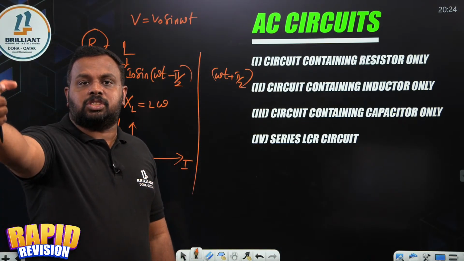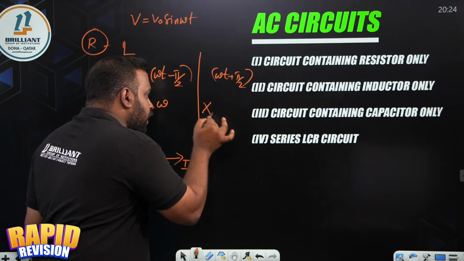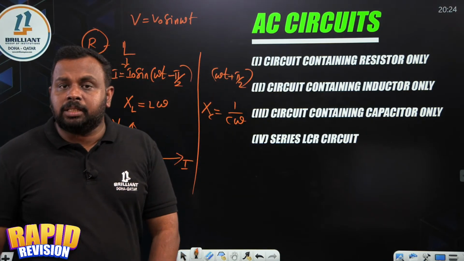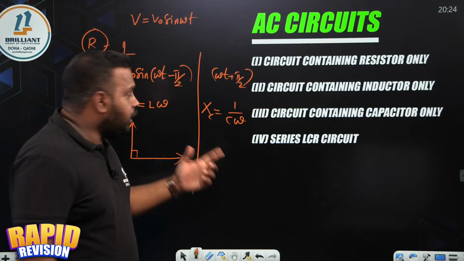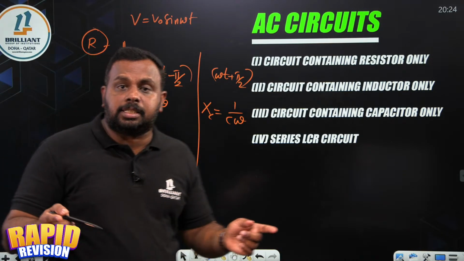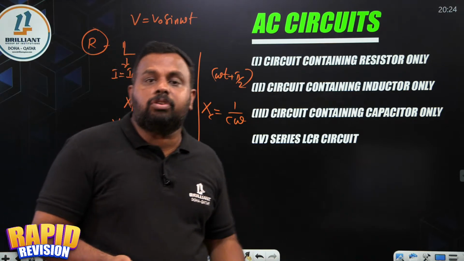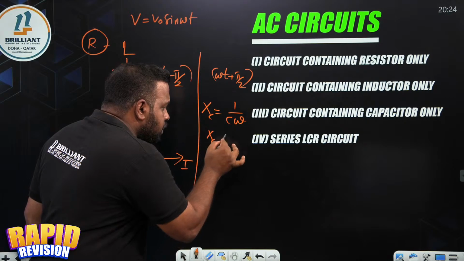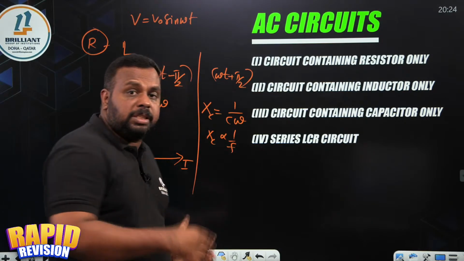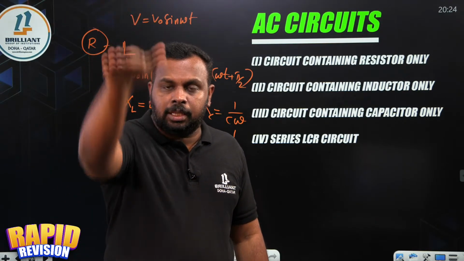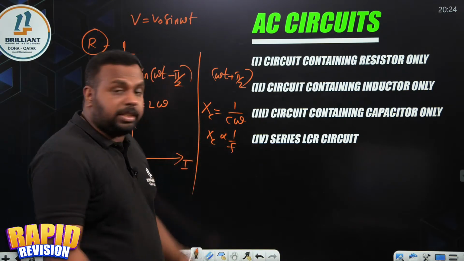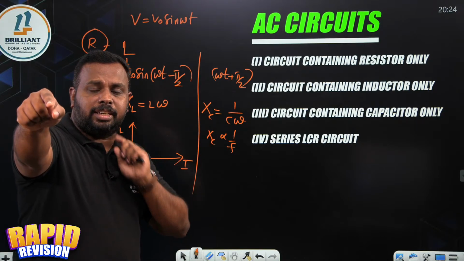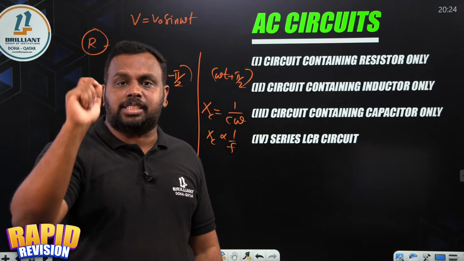And what is the resistance offered by the capacitor? Capacitive reactance Xc is equal to what? 1 by C omega. Okay. And here you can see how reactance depends on frequency. They are inversely related, inversely proportional. Xc is inversely proportional to frequency, which means when frequency increases, capacitive reactance decreases.